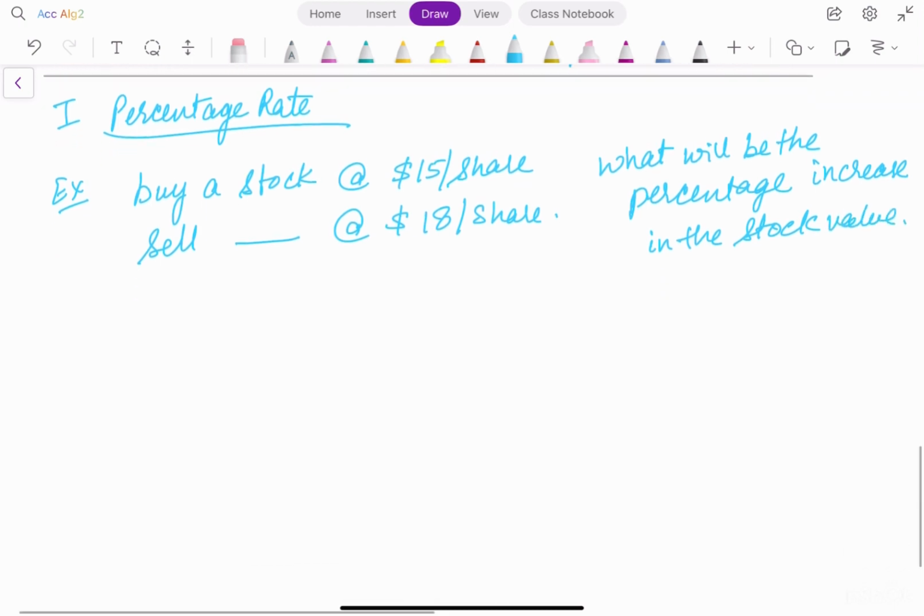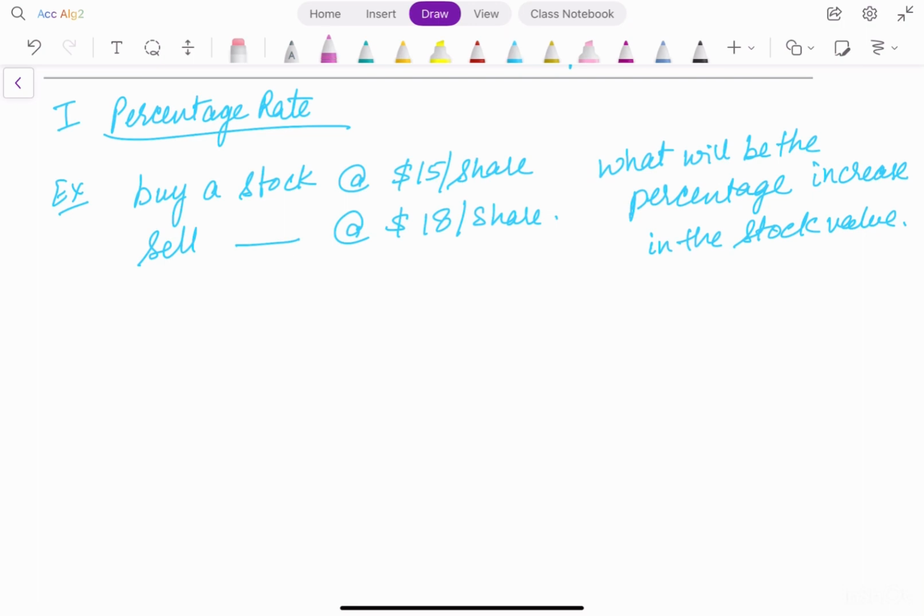So to approach this problem, if you look at the word problem, one thing is very clear: you are making a profit, right? You are buying at a lower price but selling at a higher price. So what is the profit? Profit is 18 minus 15, which is nothing but $3 per share in this scenario. But this 3 is what percentage increase, and so we are looking for a rate in this case.